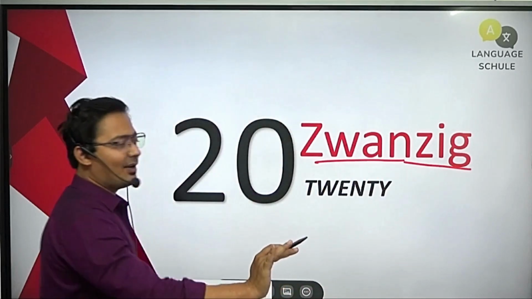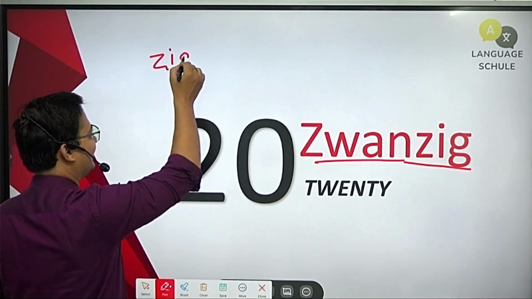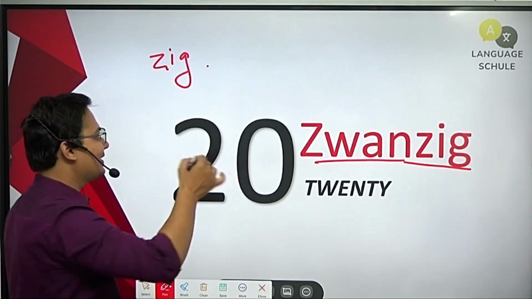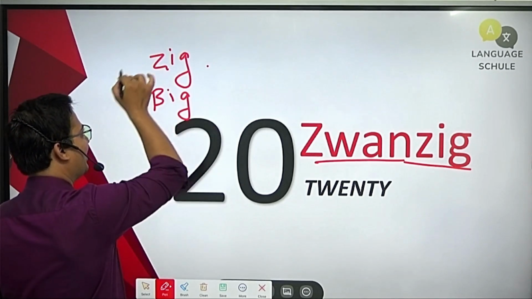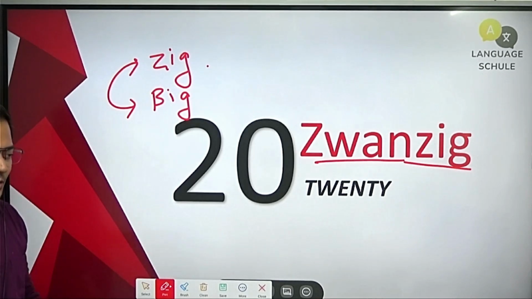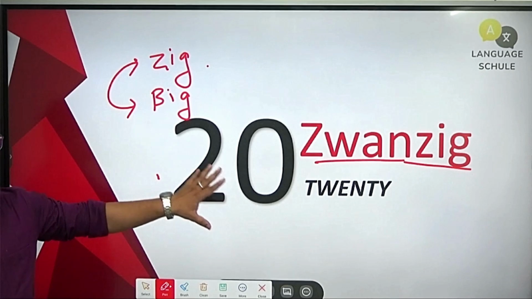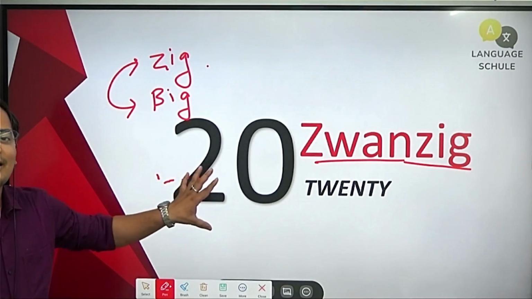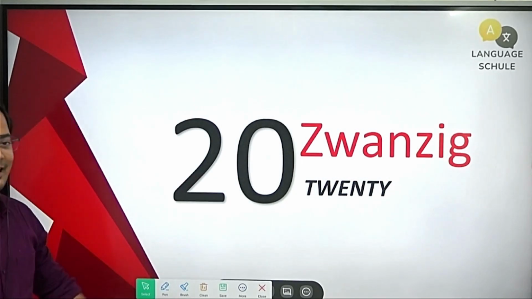Okay, see one thing. Somewhere zig is written like this, and somewhere zig is written like this. Both are correct. You can go through Google, both are correct. So 20 is zwanzig. Now, I hope that till 20 everything is clear.